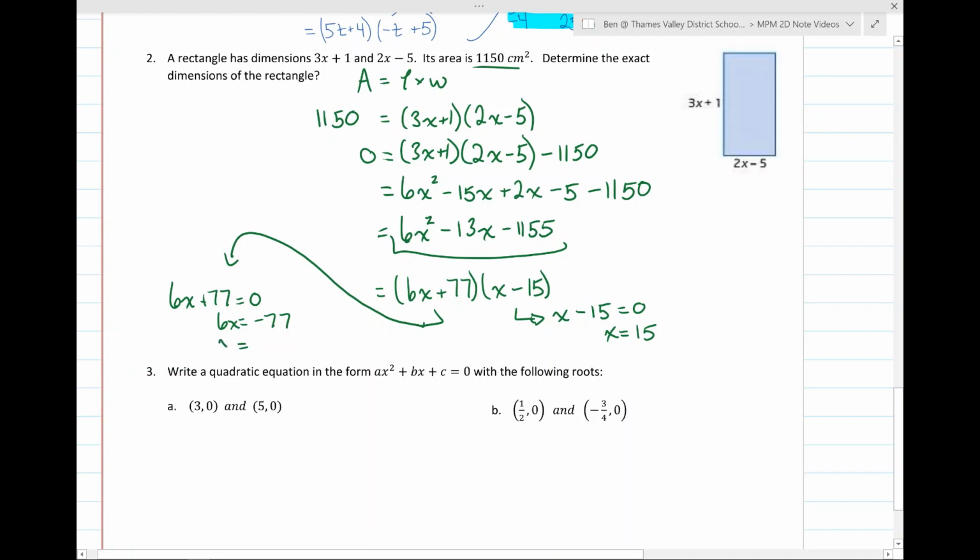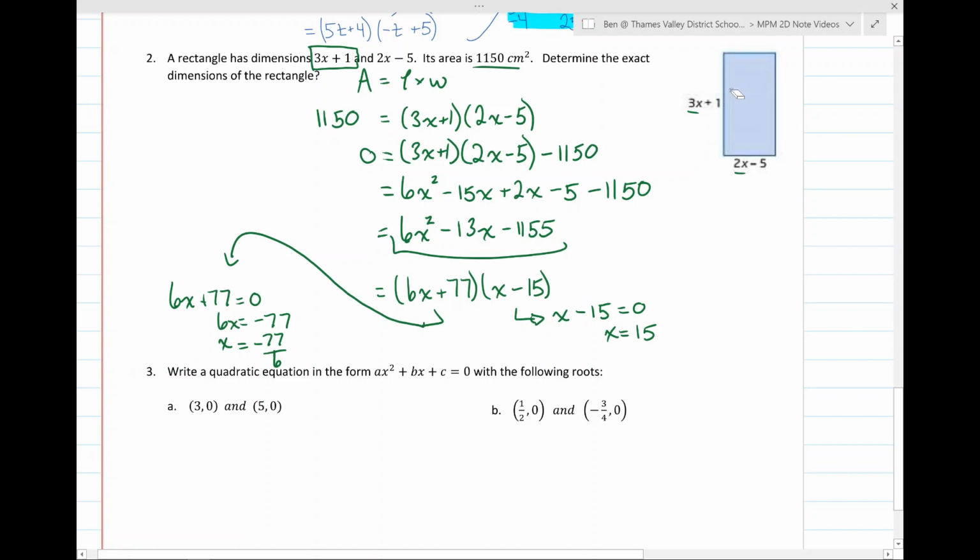And then we divide each side by 6, leaving us with x equals negative 77 divided by 6. Well, we need to bring it back to the context of the problem and interpret each of these. So first, we're looking at what is x? Well, x is a piece of the dimensions of the rectangle, right? And in both cases, with both dimensions, x is used in a positive fashion.